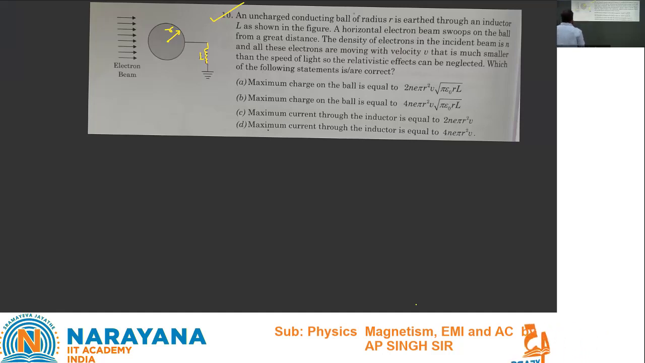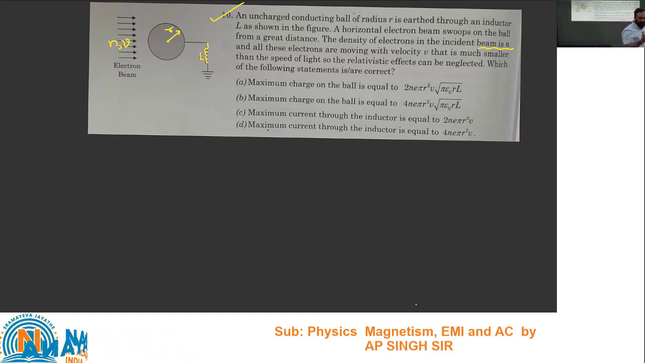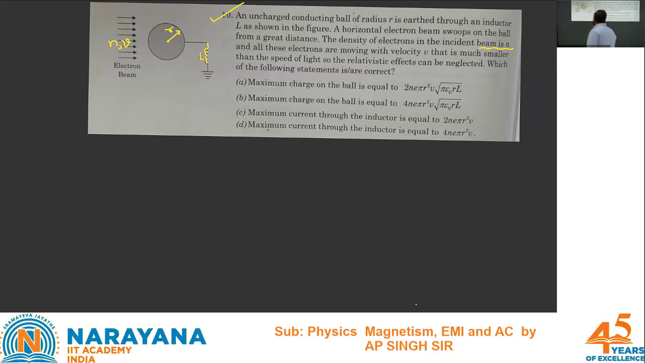And now there is an electron beam of number density n, and they are all moving with a constant speed of v. So this electron beam is bombarded on the conducting sphere. Now, the point is, we need to understand that at t is equal to t, if the charge on this conductor is q, how is this charge varying? And that is where the answer to the question lies.